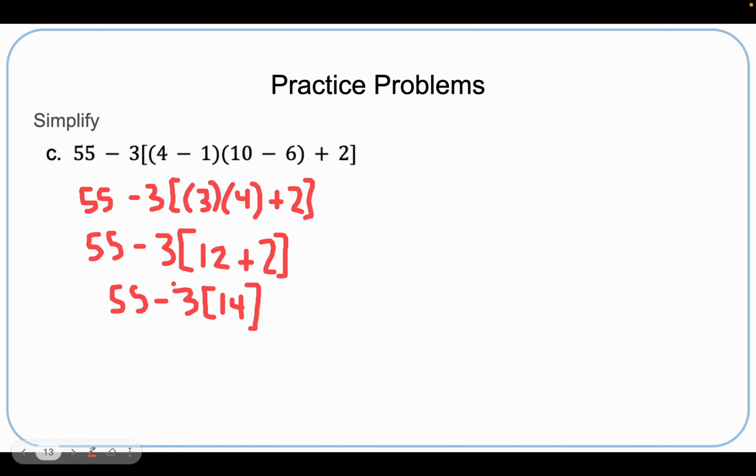And now we need to do multiplication here. 3 times 14. So 55 minus 42. And then our final answer then would be 55 minus 42, which is 13.